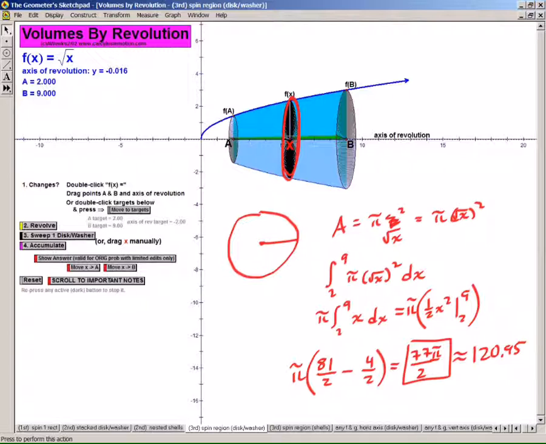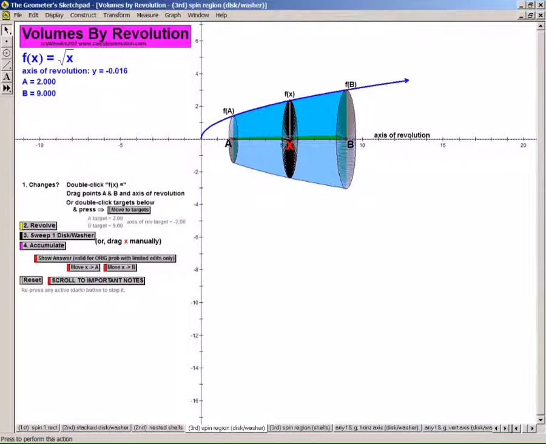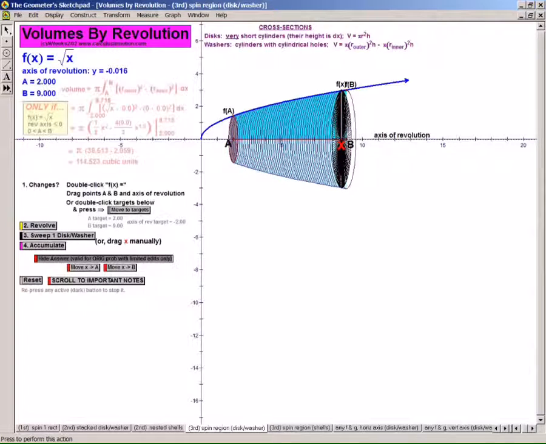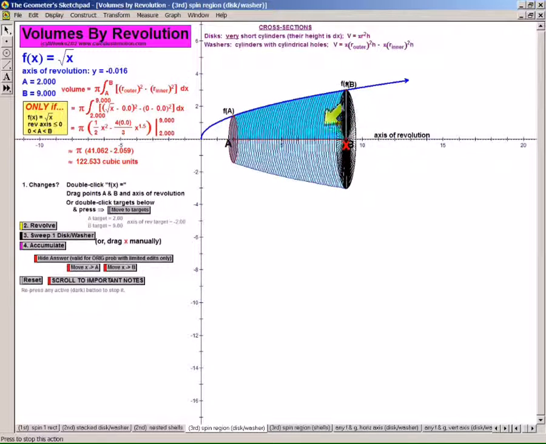Our animation will give us, let's put them all together. Let's show our answer. All right, so once we have all the disks added up together, we get 122.5. Now, what was our answer? 120. You know why it's different? It's because our axis of revolution isn't exactly on 0. And it's really hard for me to get it on 0. It's not moving small enough. So this one actually is slightly off because our axis of revolution isn't exactly on 0.